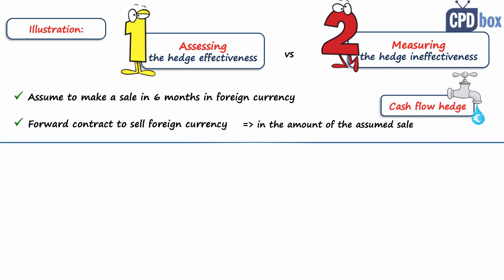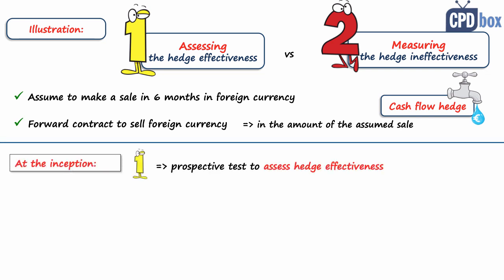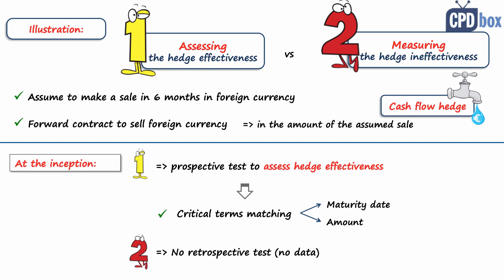And at the inception, you need to perform the prospective hedge effectiveness assessment. Are the terms of the forecast transaction sale and forward contract matching? Is the maturity date of the forward more or less the same as the assumed date of the sale? Is the notional amount of the forward the same as the amount of the assumed sale? So you get the point. At the beginning, you can't measure the hedge ineffectiveness yet because there are no data.